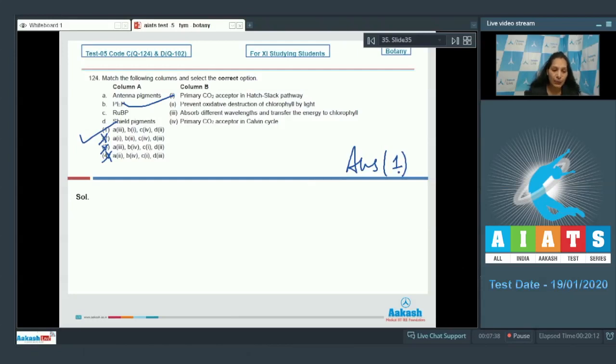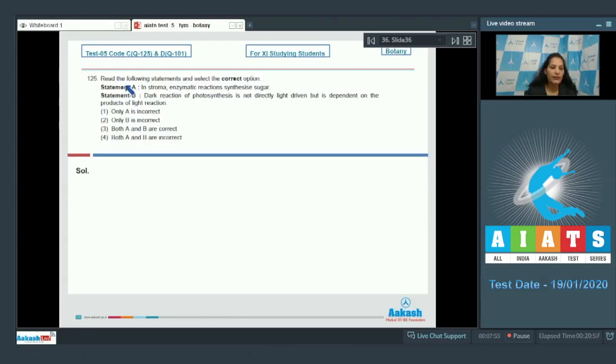Now let's see the other ones. Antenna molecules match with third one, that they absorb different wavelengths and transfer the energy to chlorophyll. Okay, it is correct. Now C matches with fourth, that the RuBP is the primary CO2 acceptor in the Calvin cycle. Yes, you must be knowing that RuBP is the CO2 acceptor in Calvin cycle. Now, D matches with second, that the shield pigments prevent oxidative destruction of chlorophyll by light. It is also true. Let's move to the next question.